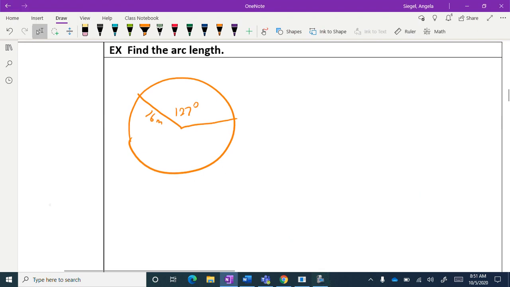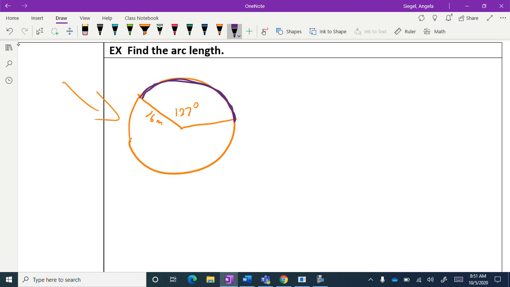Okay, now we're going to find the arc length. So I came up with this problem here. I just want you to realize, first of all, that the arc length is just this area out here. So I'll probably be using S equals R theta.